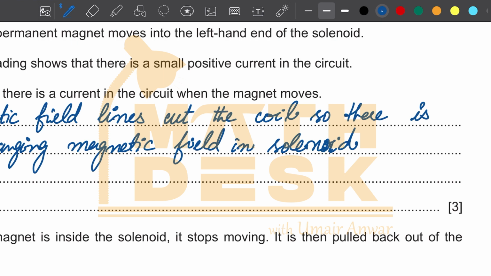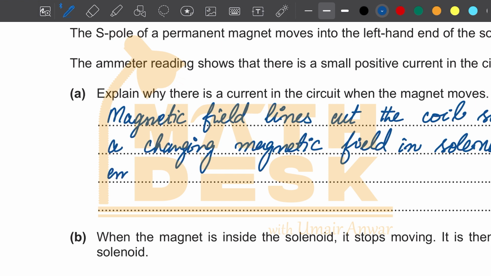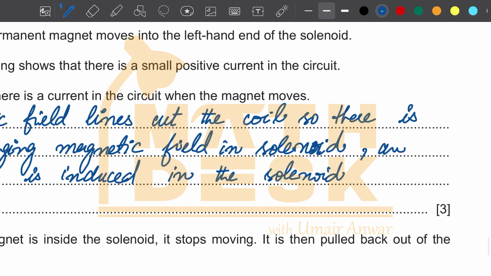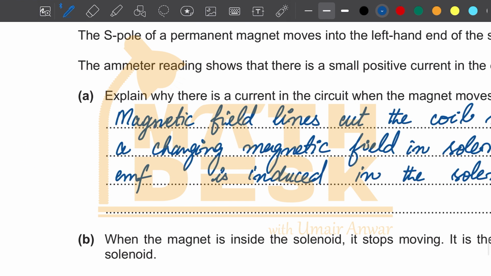So when there is a changing magnetic field across a conductor, we know that an EMF is induced in the conductor, and because of this EMF the current flows. So I'm writing which produces the current, and because of this current there is a reading on the ammeter.